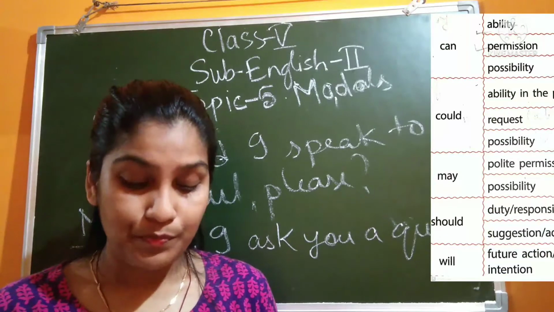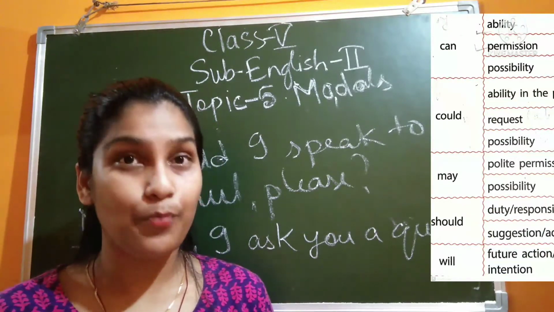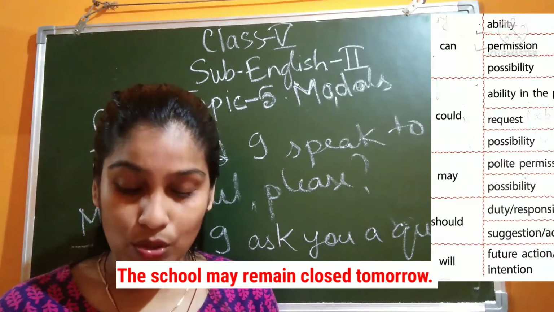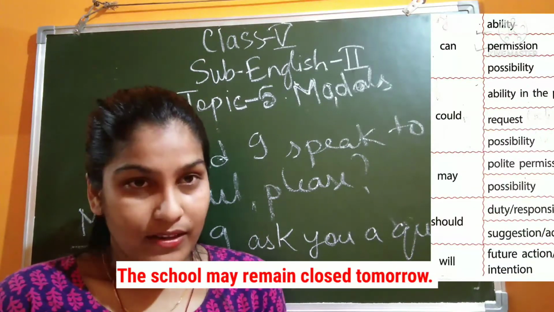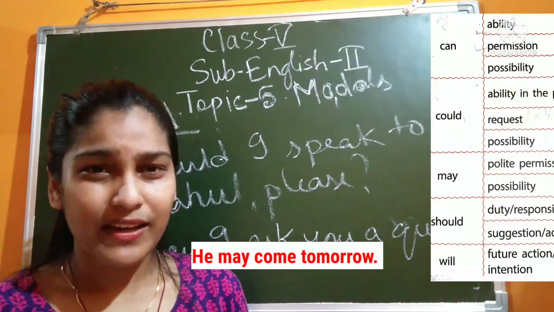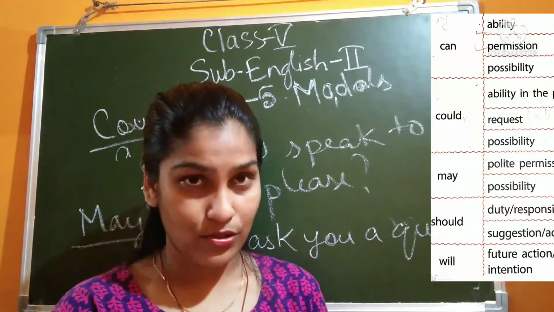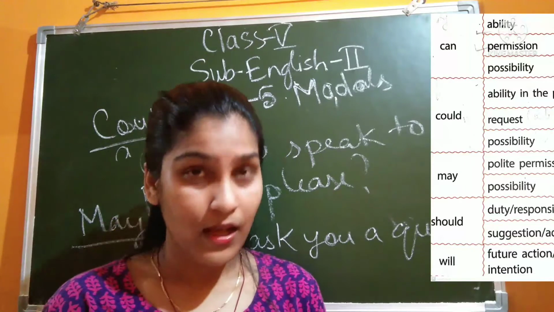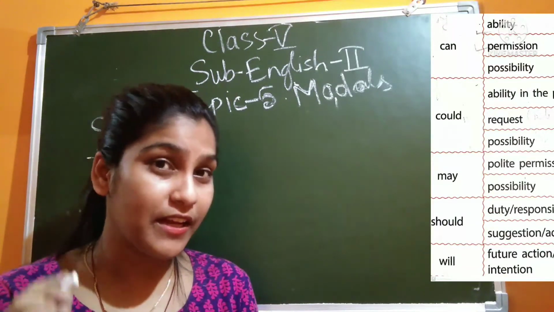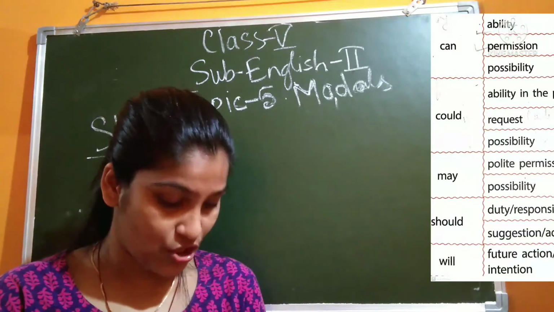Okay, now possibility. Here also it is possibility. So possibility like the school may remain closed tomorrow, or another example, he may come tomorrow. So in that way we can use may to express possibility. Understood? Now should. I told you in the beginning that we use should to give suggestion.